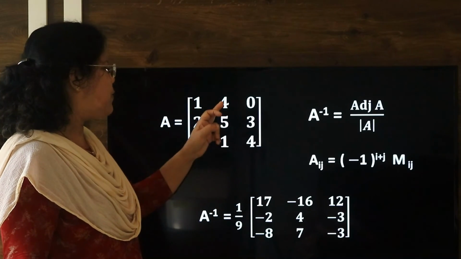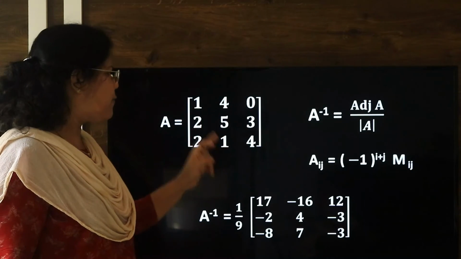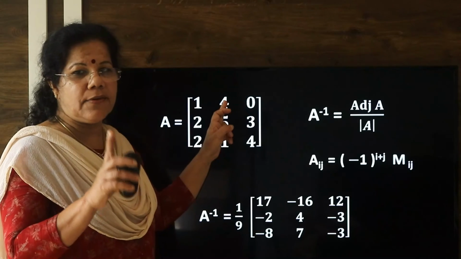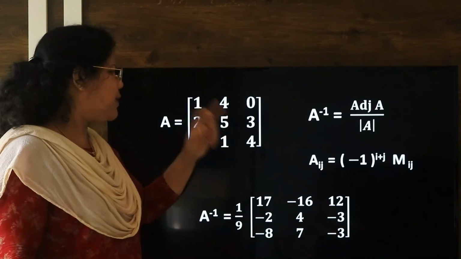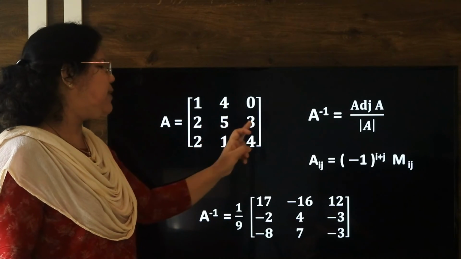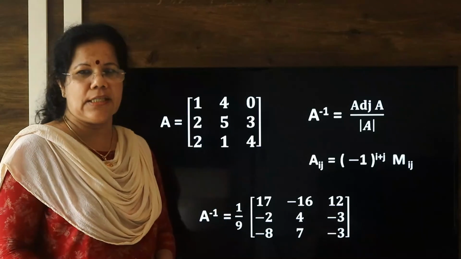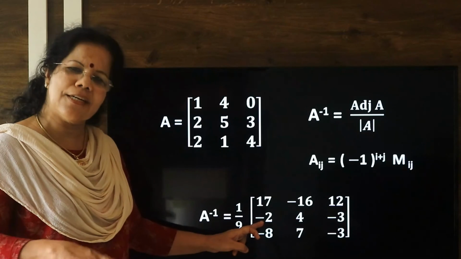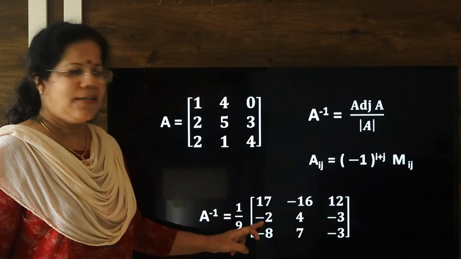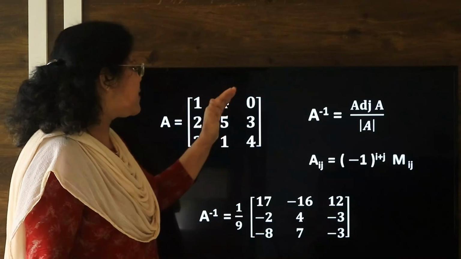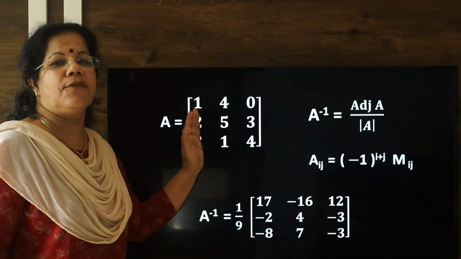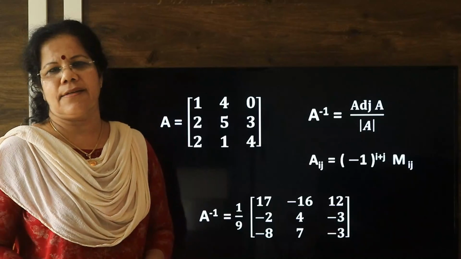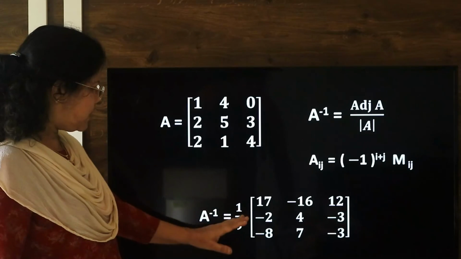Then for the next one, the cofactor of 4 is A1,2, so negative 1 whole power 1 plus 2, it is negative only. That sign also we have to consider. 8 minus 6 is 2, with the negative sign, negative 2, and it is not written there. It is written here. Why? We are taking the transpose also for getting adjoint A, right? So for each cofactor, we are writing it in the opposite position for getting the transpose, and for the cofactor we are assigning the sign with the minor. So this way we can find it.